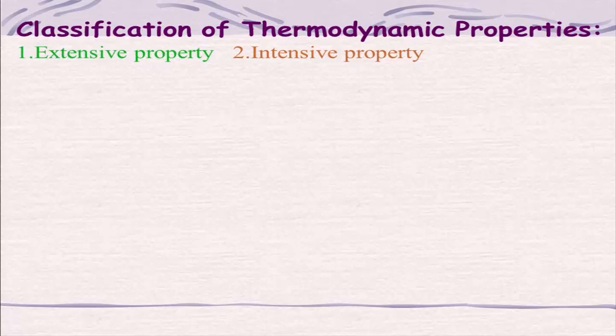When we talk about these properties, thermodynamic properties particularly, we have to understand what kind of properties they are. They can be broadly classified into two categories. What are those? Can you recall? One is intensive property, the other is extensive property. When you talk about property in a thermodynamic sense, it is basically a property of the system.